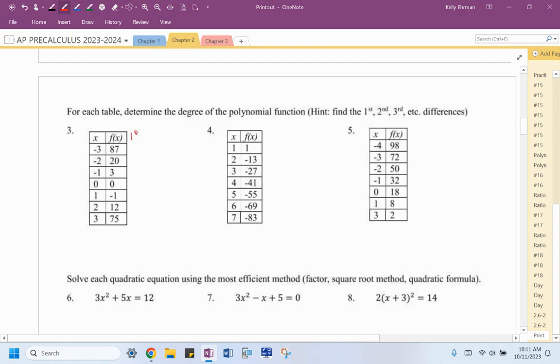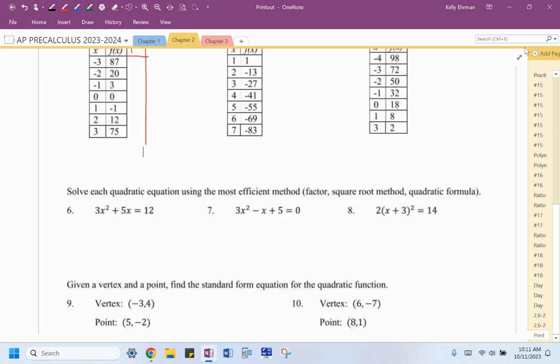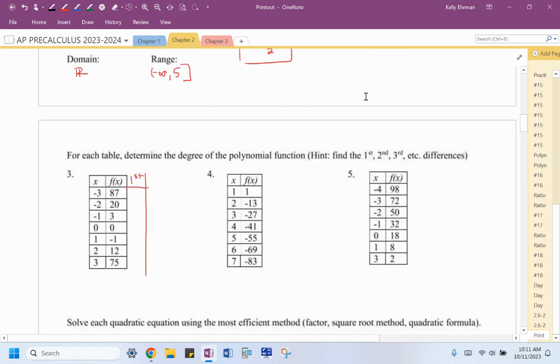So find the first differences for this first one, which means subtract 20 minus 87. So if I subtract 20 minus 87, I get negative 67. And I don't have anything right here. 3 minus 20 is negative 17. 0 minus 3 is negative 3. Negative 1 minus 0. 12 minus negative 1. 75 minus 12. So this is not linear because we're not getting the same differences here.